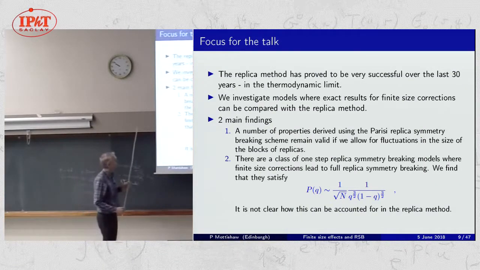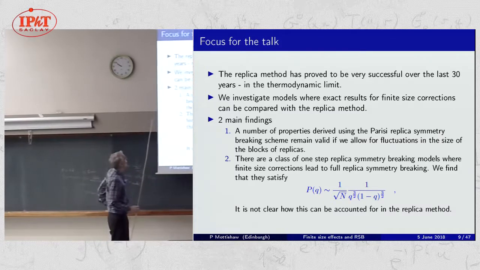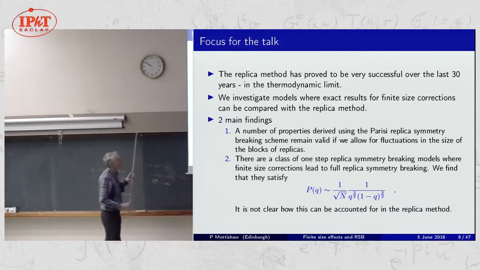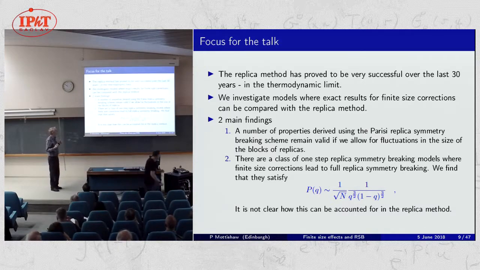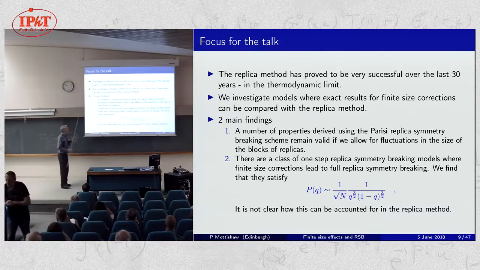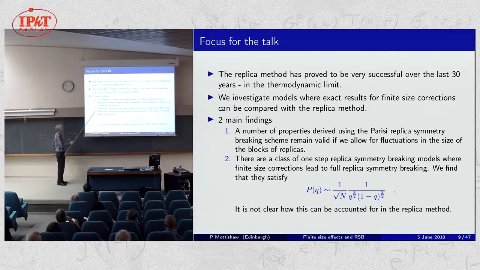So the main focus for the talk is this: the replica method has generated some very valuable results in the thermodynamic limit. It has proved quite difficult to make predictions beyond a mean field, n goes to infinity result, and we've extended that. The two main findings are, first, that there are a set of things that I'll describe which are shifted, but in a well understood way in terms of replicas.